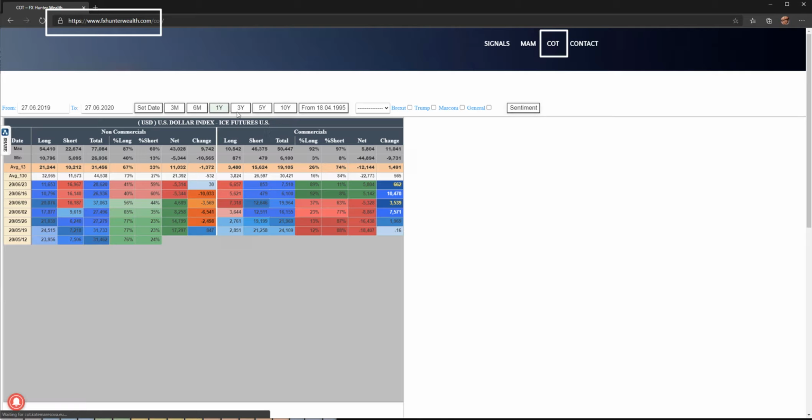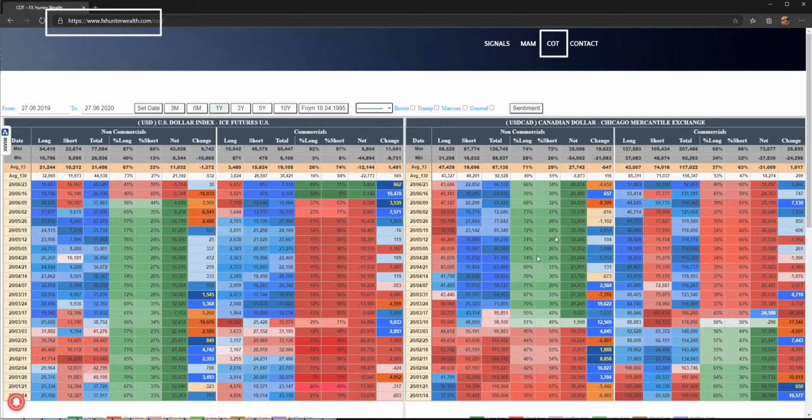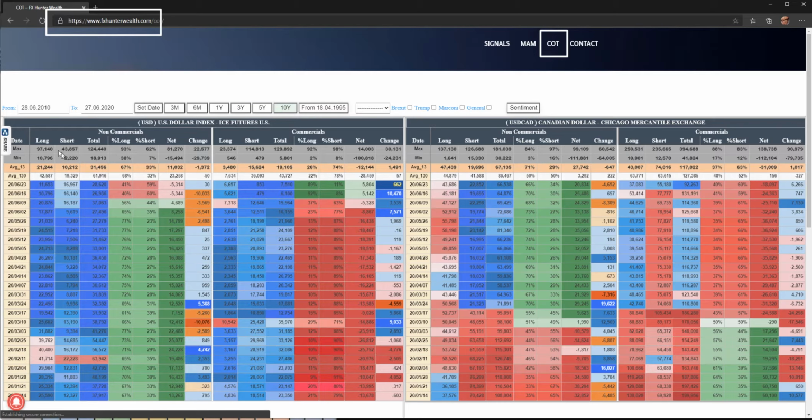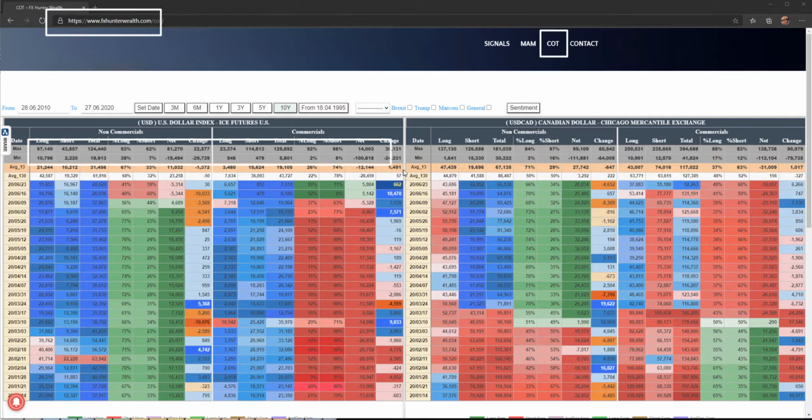But if you click on the COT, it will take you to this beautiful page which my programmer helped me to create, and I want to thank them for this. So here we can check all the currencies, and we can change the history, which changes the calculations of the averages, which is quite a cool thing.